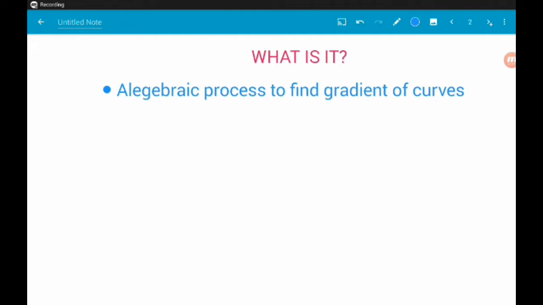Okay, so what is it, first of all then? So differentiation is an algebraic method that allows us to find the gradient of a curve. Now, remember back in GCSE, in exams, you might have come across questions with curves and you were asked to find the rate of change at a certain point. Now to do that, we drew tangents and then worked out the gradient of the tangent. Gradient is rate of change.